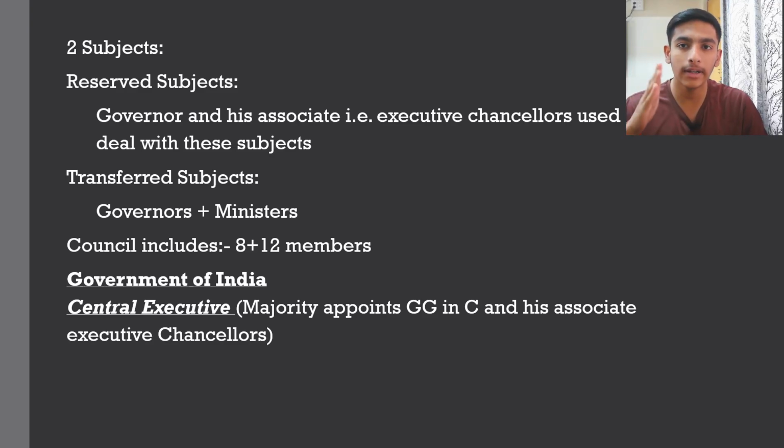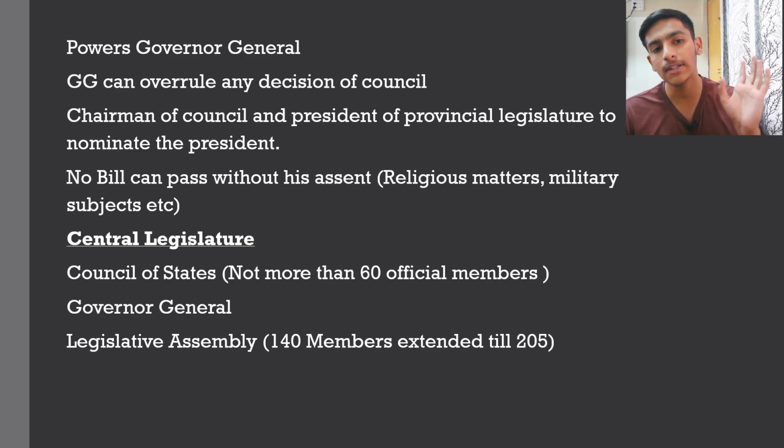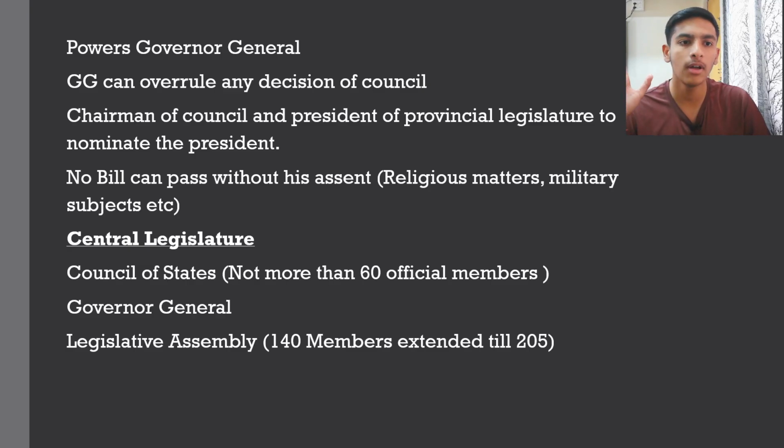Here we are clearly looking at the executive part. First there was the central executive. Here also only the Governor General and Council and his associate executive councillors were appointed, and these people only had powers, mainly the Governor General and Council. And what were the powers? The Governor General can overrule any decision of the council, whether he likes it or not. So he was the main head. Then he was the chairman and president of the provincial legislature, to nominate the president. And no bill can be passed without the assent of the Governor General. It can be on any matter, religious matters, military, any subject, but he will be the one to pass the bill.